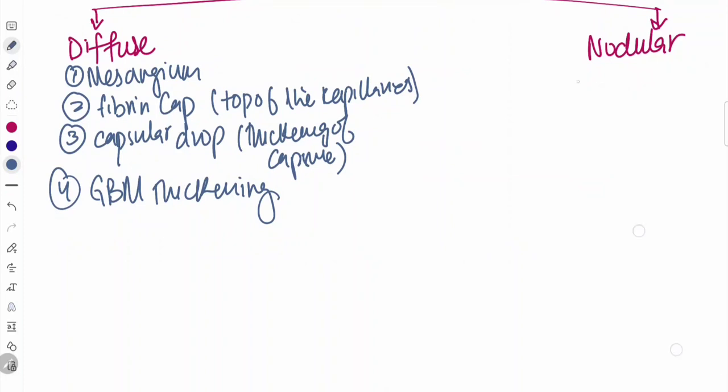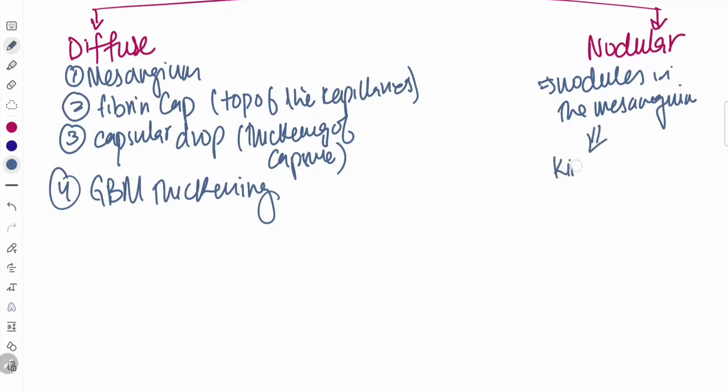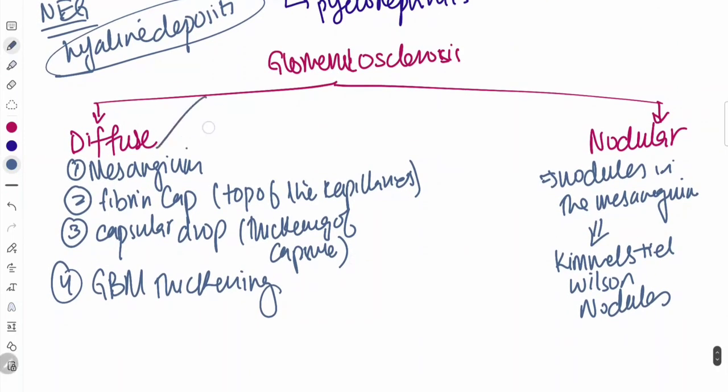What happens in the nodular type? In nodular, there are going to be nodules in the mesangium. It's only one thing that you need to know. And what are those called? These are called Kimmelstiel-Wilson nodules. Learn this name. These two men came together and discovered the nodules. You need to know these things, important. Most of the questions are on this. You need to know the nodular one.